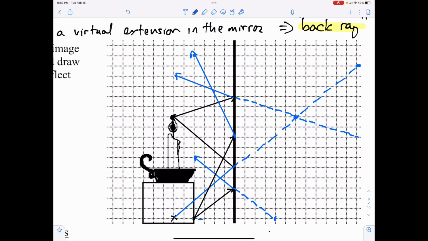Which means it'll be having a back ray extension that looks just like that. Now, do you see where the two are meeting right there? That is the height of the candle, right? And then there's the little thing, and then there's the edge of the box, right? So what do you get? You get an image that is exactly the same size as the object and exactly the same distance inside the mirror as the object.